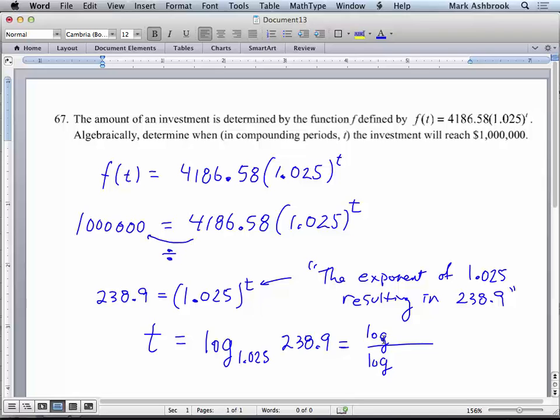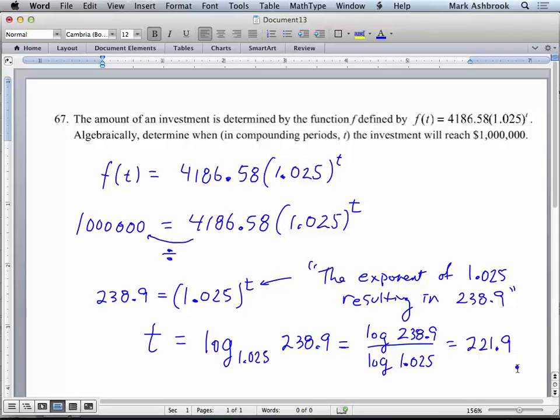So it'd be log of 238.9 over log of 1.025. You could also do ln, you get the same thing. So this is using base 10, and you could also use ln. And Omar, you got 221, you said? Yeah, 221.9.